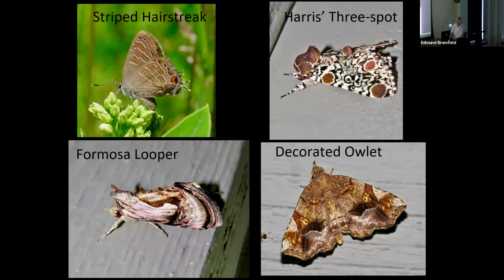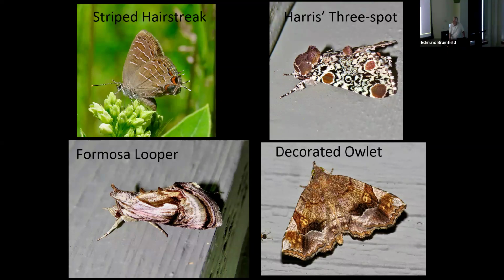Formosa looper moth, intricately patterned. When it's very fresh, it's got some nice pink overtones. And then there's the decorated owlet. This is like a huckleberry and a low bush blueberry feeder.